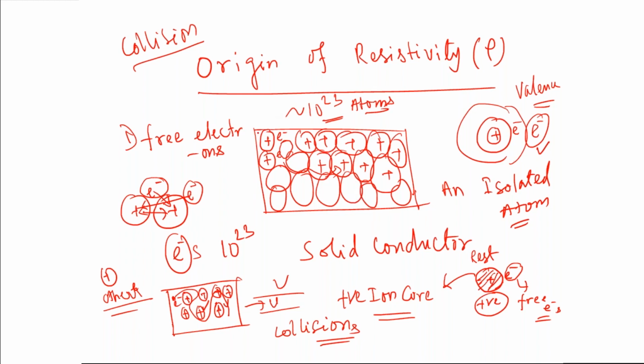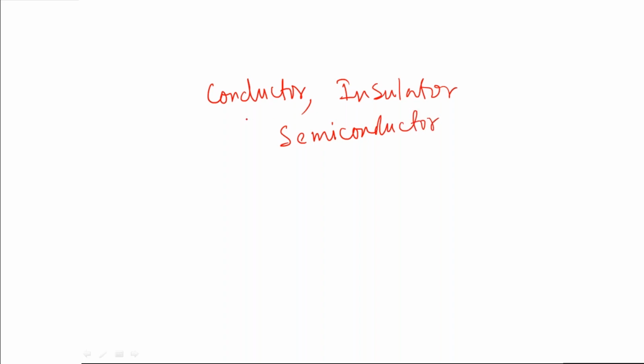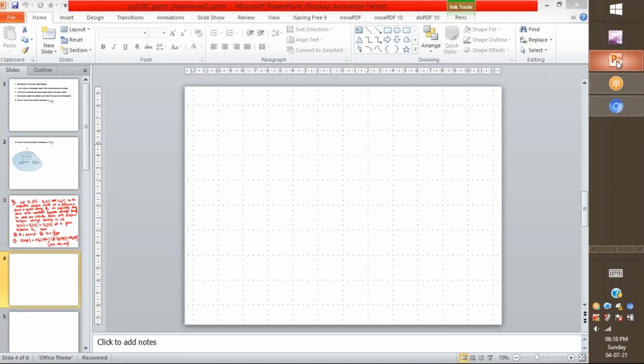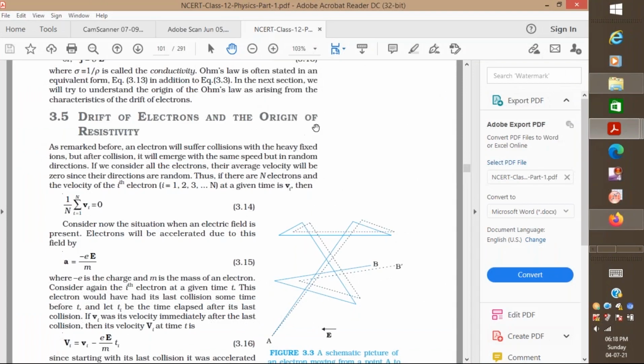Today we'll learn there are three types of material, broadly: conductor, insulator, and semiconductor. Today we'll also show mathematically how the velocity of the electrons inside the material depends on these collisions.